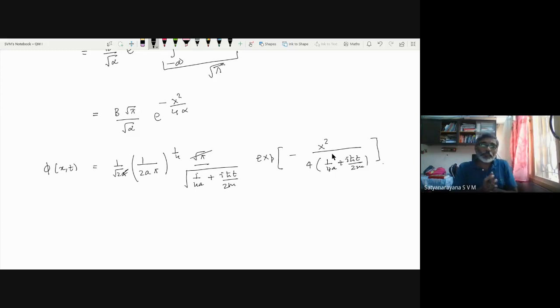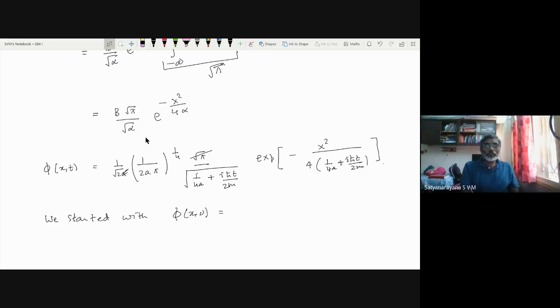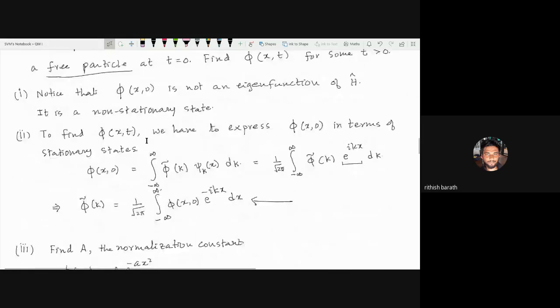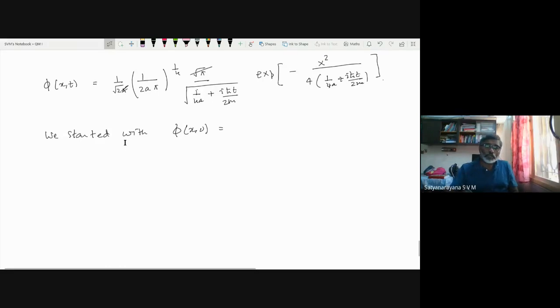Now you can see that if I ask, so you please compare this wave function. We started with phi of x comma 0 is equal to... we have to see what was a e power minus ax. Yeah, that I remember. I was trying to see what is 2a by pi. So it is 2a by pi to the power 1 by 4 into exponential of minus a. So we started with the Gaussian.